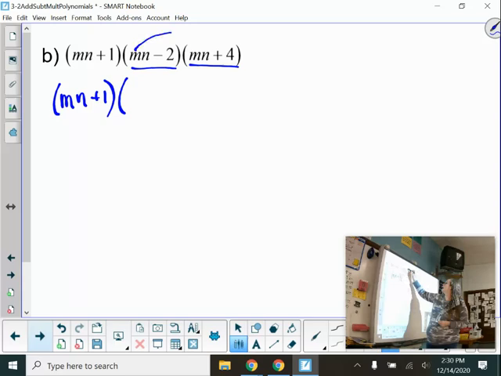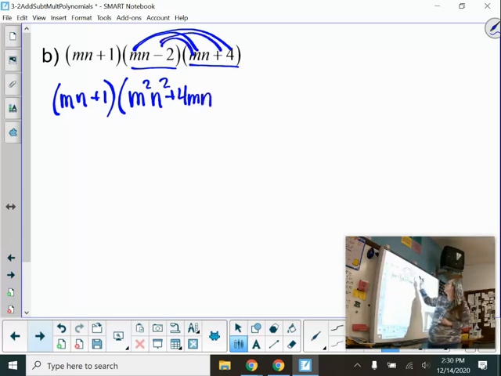So I'm going to multiply the mn's and then the mn by 4. Mn times mn is m squared n squared. Each of those has an exponent of 1, so you would add the exponents of the m's, add the exponents of the n's, and you end up with m squared n squared. Then the mn times 4 is a plus 4mn. Do the same thing with the negative 2. So that's going to be negative 2mn, and then the negative 2 times the 4 is minus 8.